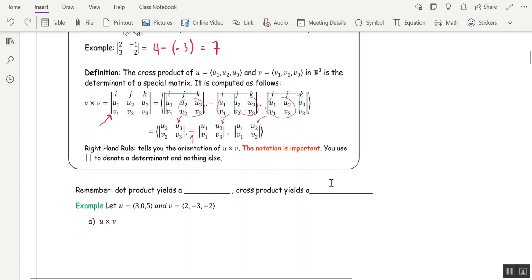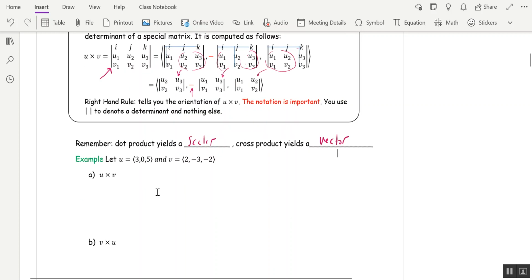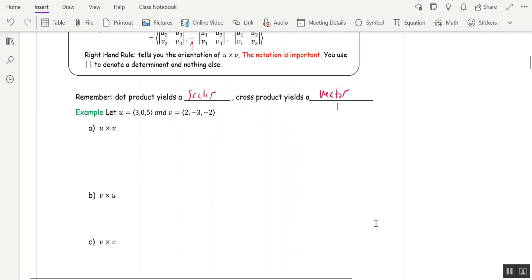Remember, dot product yields a scalar, that's a number. Cross product yields a vector. So let's do some crossing. We want u cross v for these two vectors. I'm going to show you what you actually have to show me and what you can do in your head once you get good at this if you want.